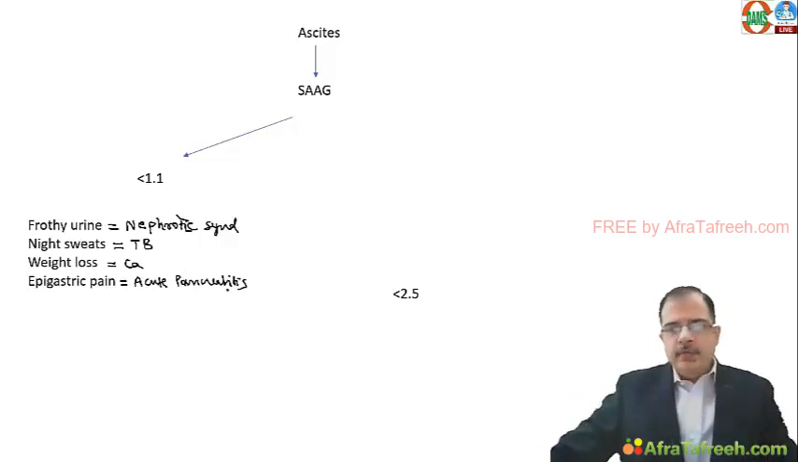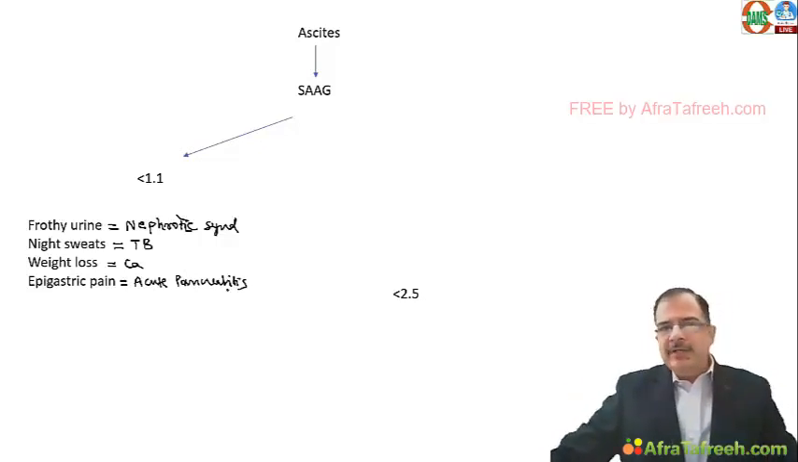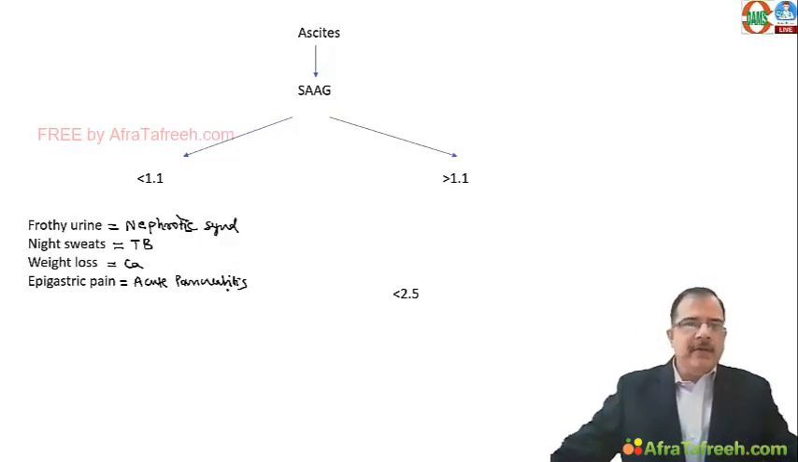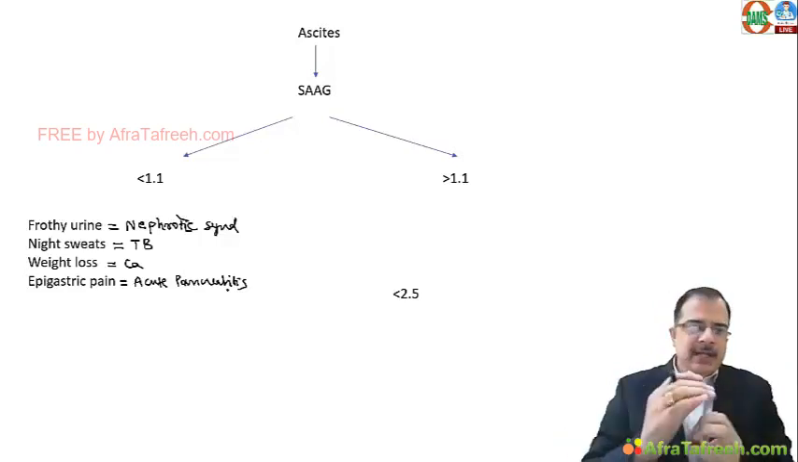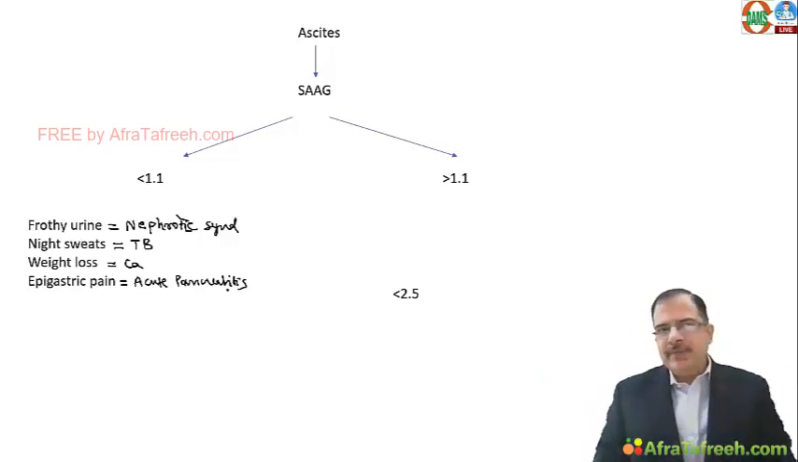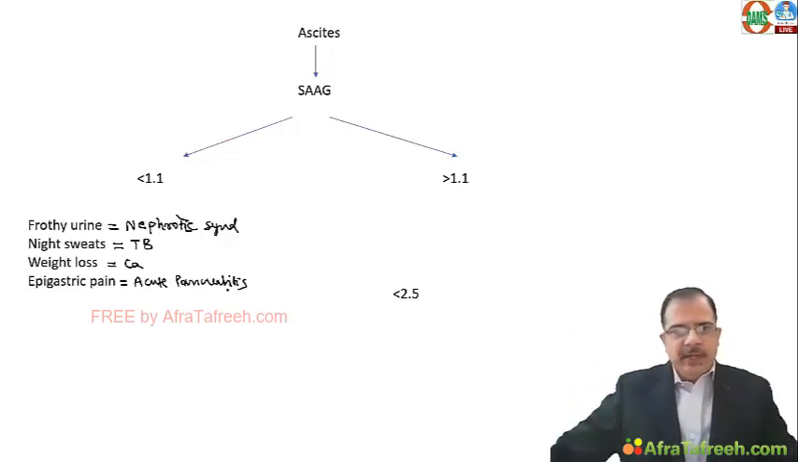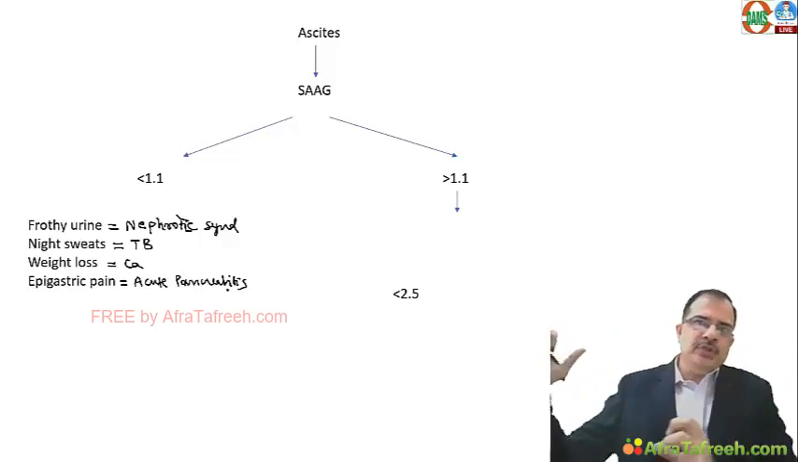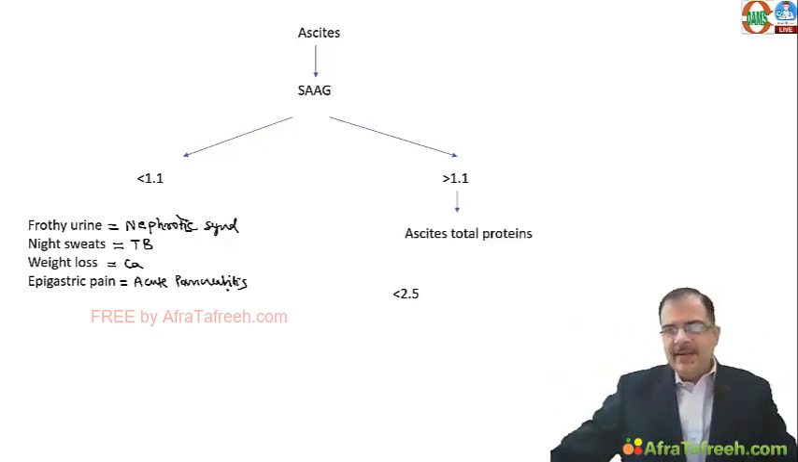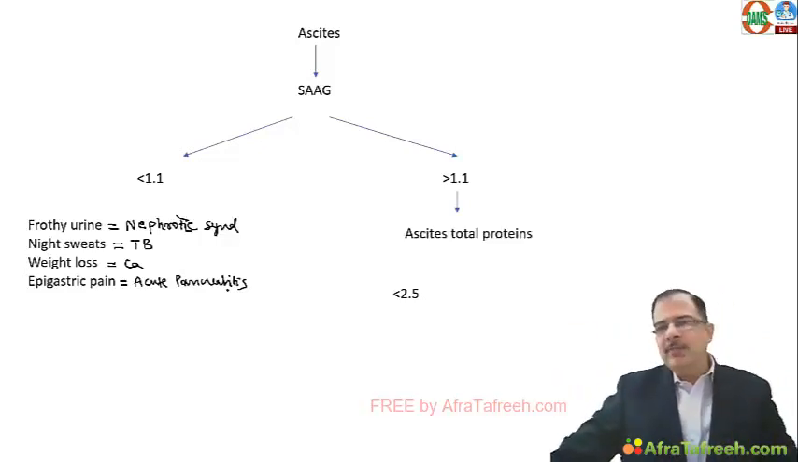So this is how to mark the answers depending on these keywords for SAAG. Now the second scenario will be when the SAAG is more than 1.1. So if the SAAG is more than 1.1, that means the high sinusoidal pressure is responsible for the ascites. So in that case, it could be a cirrhosis case or it could be a post-sinusoidal case. So in that, we will go for the ascitic total proteins.